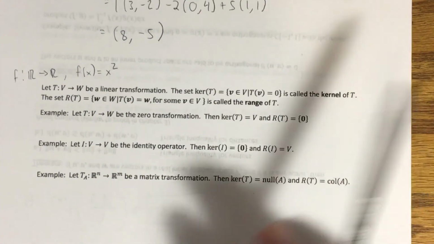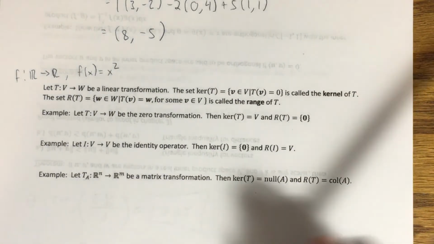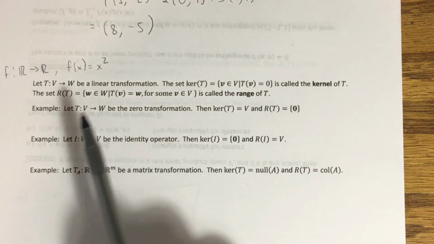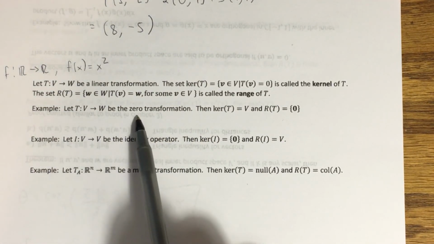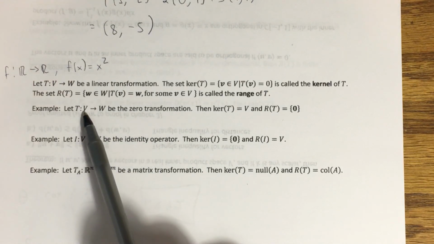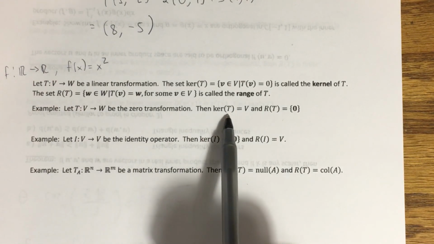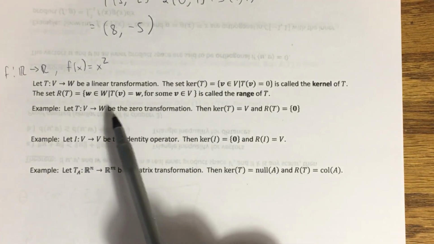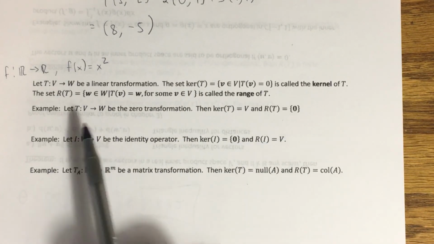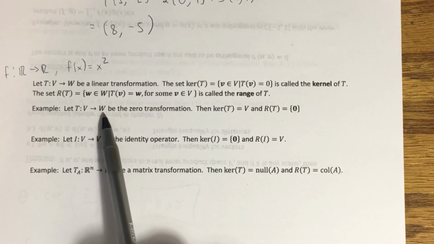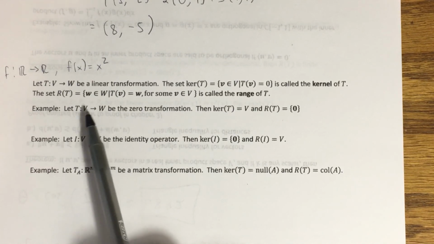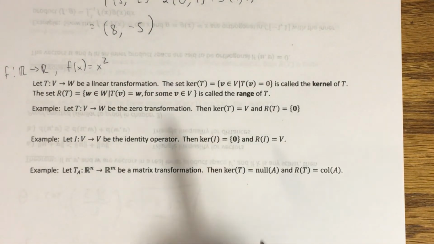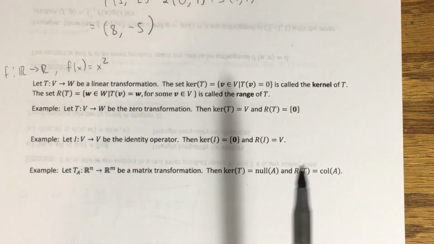Okay, let's look at some important examples. So the zero transformation. Well, the kernel of the zero transformation is all of V, because think about what the zero transformation does. It maps vectors to 0, and the kernel is the set of all inputs, all vectors in V that get mapped to 0, so that would make it all of V. What is the range of T? Well, regardless of what this vector space W looks like, everything in V gets mapped to 0. It's the only output that we get from this linear transformation. The range is then 0.